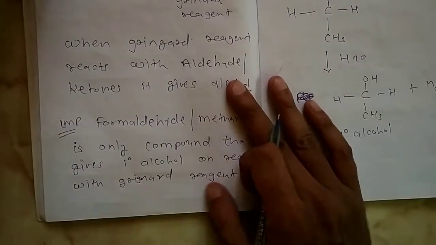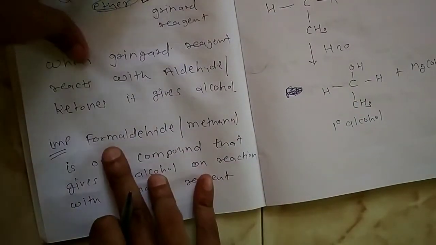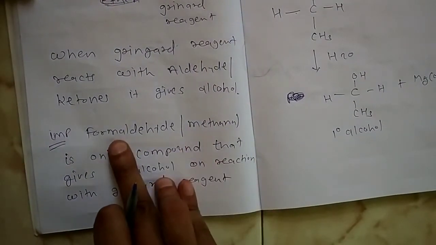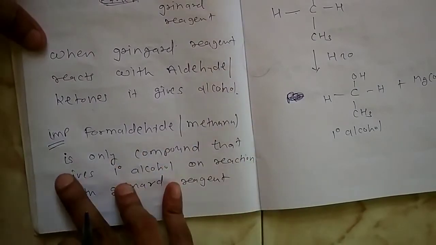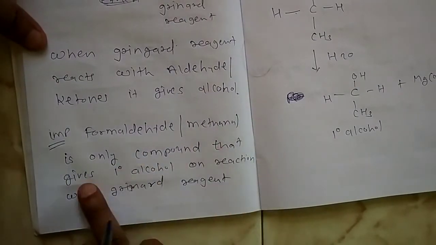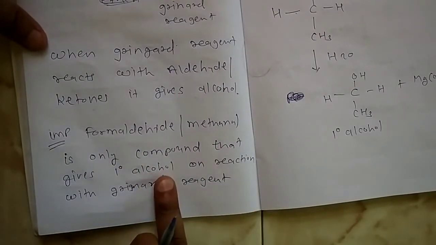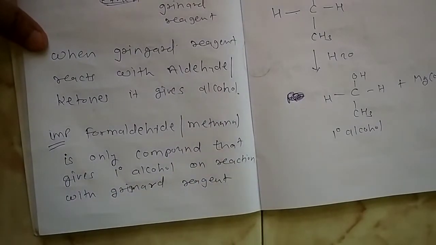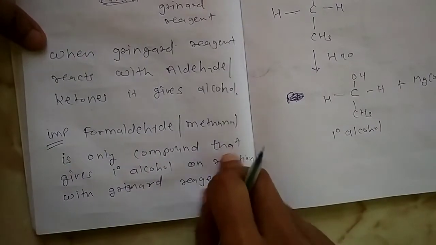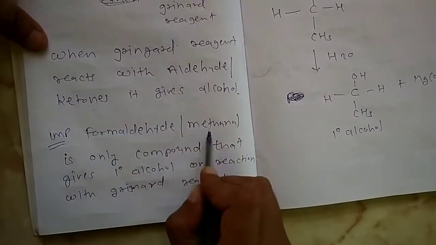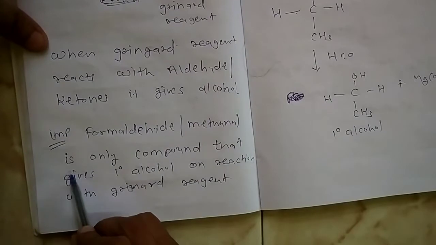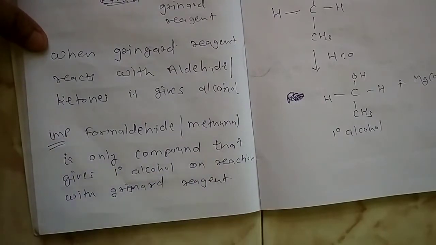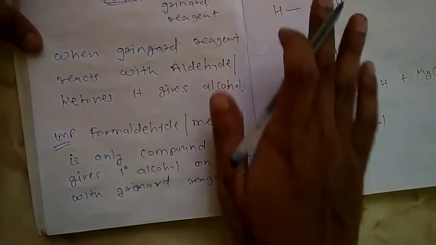Now one point is very important here. Formaldehyde, or methanal, is the only compound that gives 1 degree alcohol on reaction with Grignard reagent. This can be asked in MCQ also. Formaldehyde or methanal is the only compound that gives 1 degree alcohol on reaction with Grignard reagent. How is that? That we are going to see here.